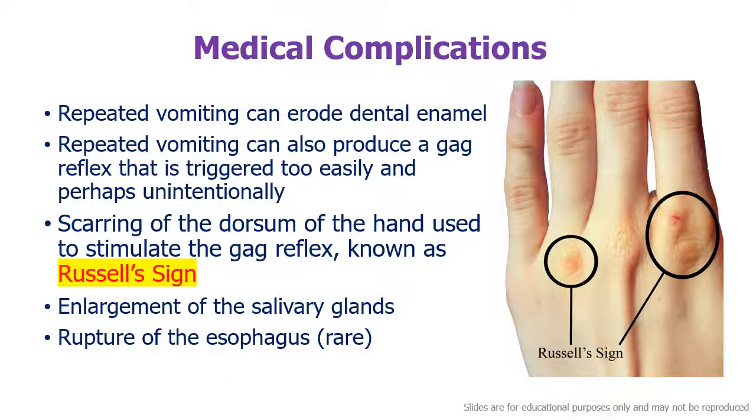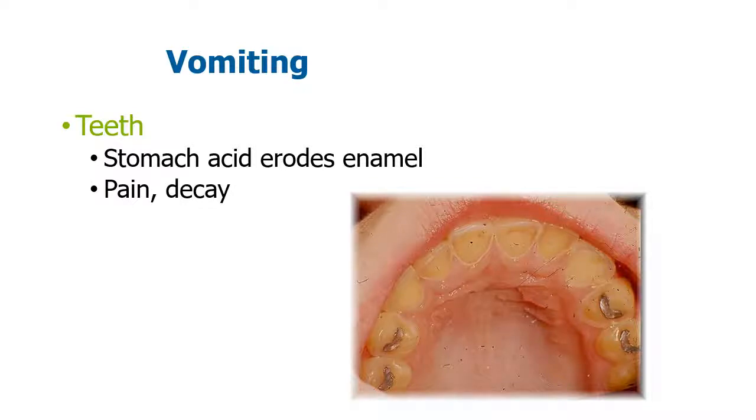Now, the medical complications that can occur in self-induced vomiting are going to be the scarring on the dorsum of the hand that is referred to as Russell's sign. There's also the potential of some enlargement of the salivary glands, as well as a rare but potential case of a ruptured esophagus. There's also the potential for eroding teeth, in the enamel specifically.